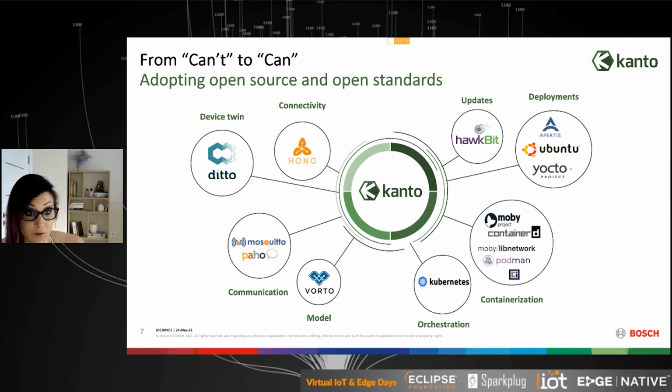We started with a couple of Eclipse IoT projects: Eclipse Hono for connectivity, Eclipse Ditto for digital twin. For communication, we use the de facto standard Mosquitto and Paho as a library for the different clients. For modeling, we used Eclipse Vorto. And for unified software updates, whether it's a firmware update of an end device, a firmware update of the gateway in front of this end device, or only installing some software or containers or whatever, this is our unified approach for any piece you can update or install on the device.